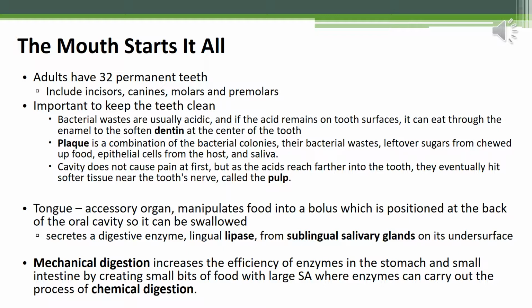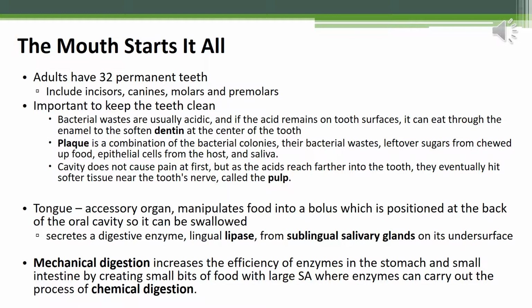Now, the tongue is an accessory organ of the digestive system, and its job is to manipulate food into a ball called a bolus, which is then positioned by the tongue at the back of the oral cavity so that we can swallow it. The tongue is also responsible for secreting a digestive enzyme called lingual lipase from the sublingual salivary glands on the undersurface of the tongue.